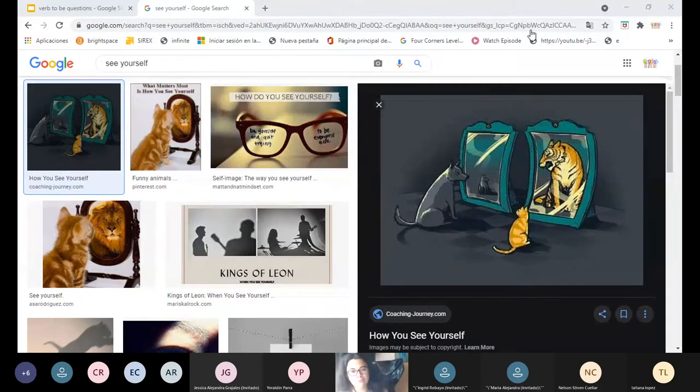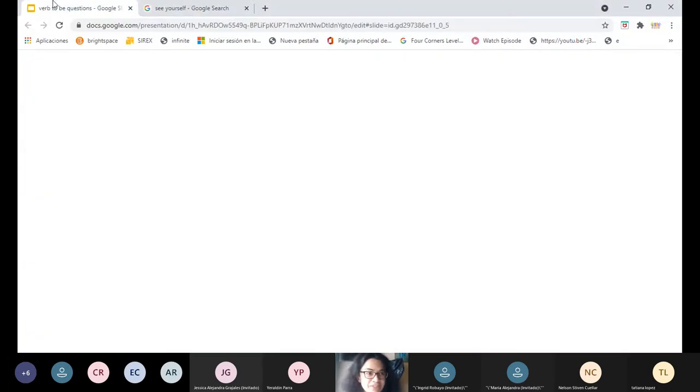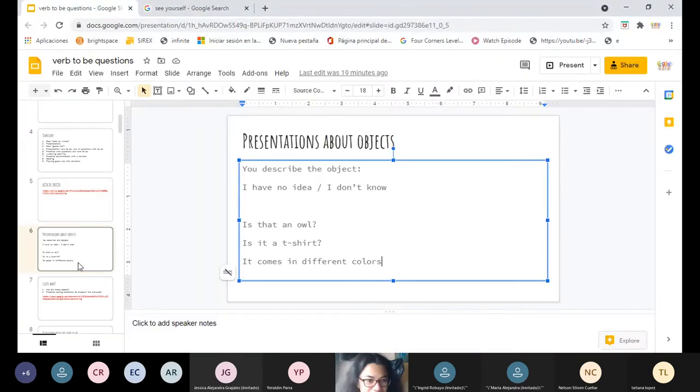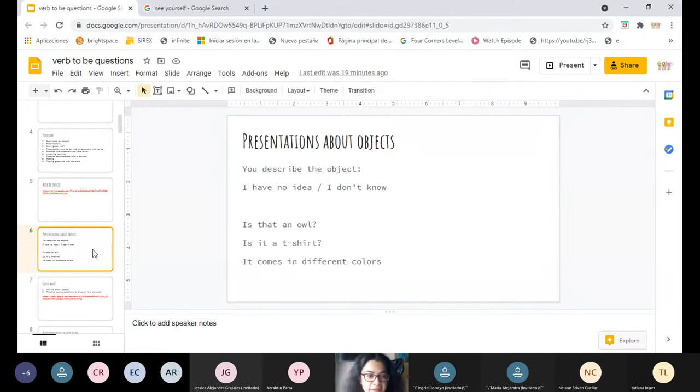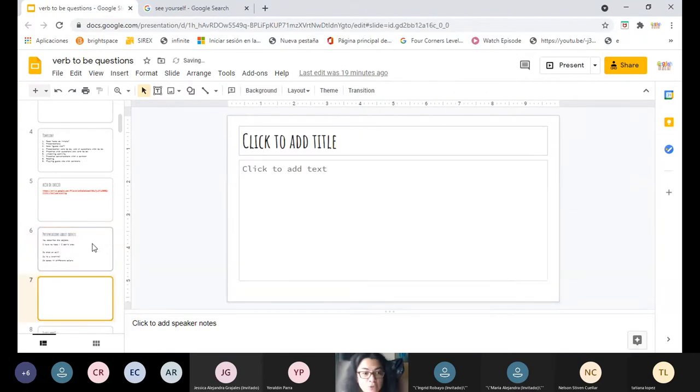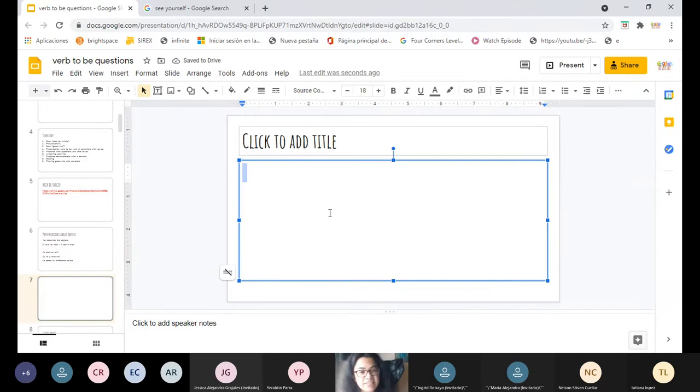Sorry, guys. So, very good job. Excellent. Nice descriptions. So, some things to remember, guys. Please remember when we talk about the colors or the shapes, we usually say, for example, it comes in different colors. That's the way we use it with colors. Not it is different colors. It comes in different colors.